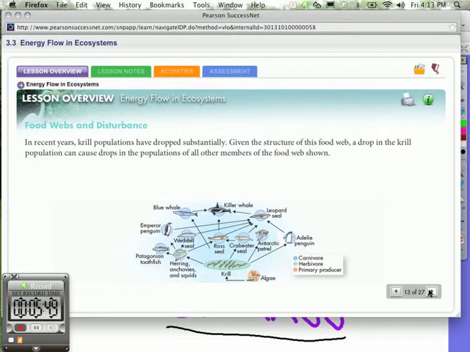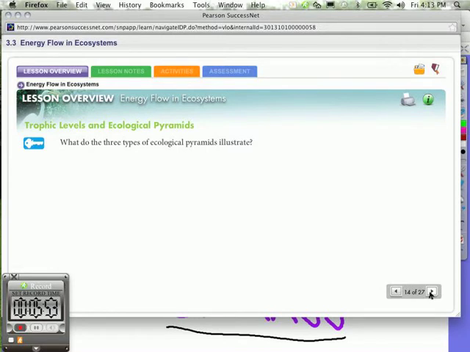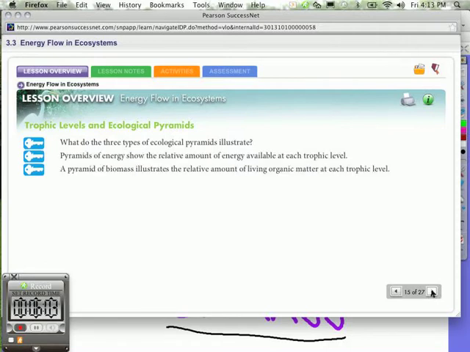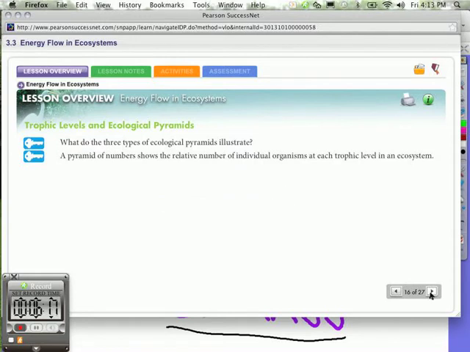What do the three types of ecological pyramids illustrate? So we have trophic levels and ecological pyramids. Pyramids of energy show the relative amount of energy available at each trophic level. A pyramid of biomass illustrates the relative amount of living organic matter at each trophic level. So what do the three types of ecological pyramids illustrate? A pyramid of numbers shows the relative number of individual organisms at each trophic level in an ecosystem.